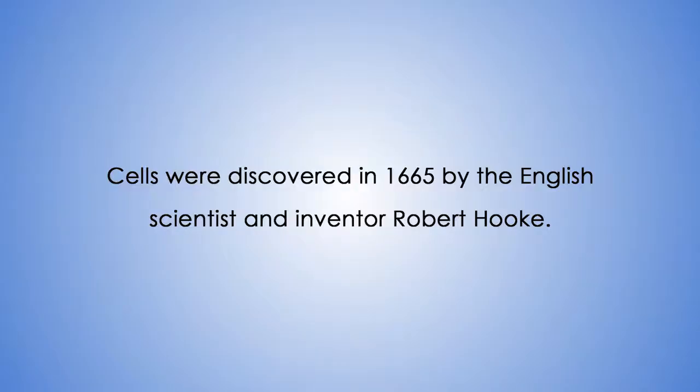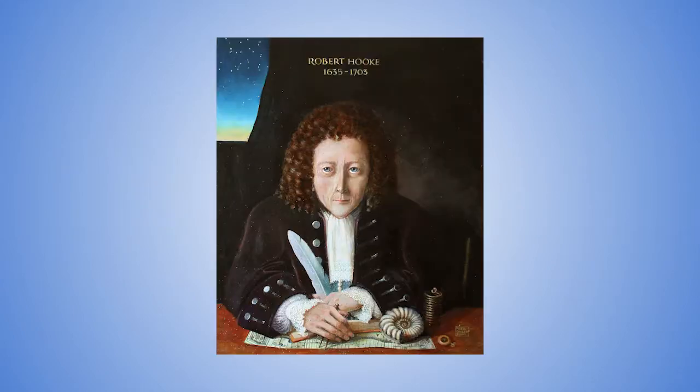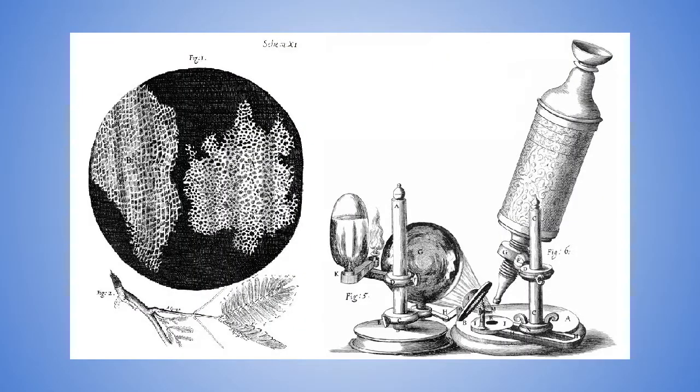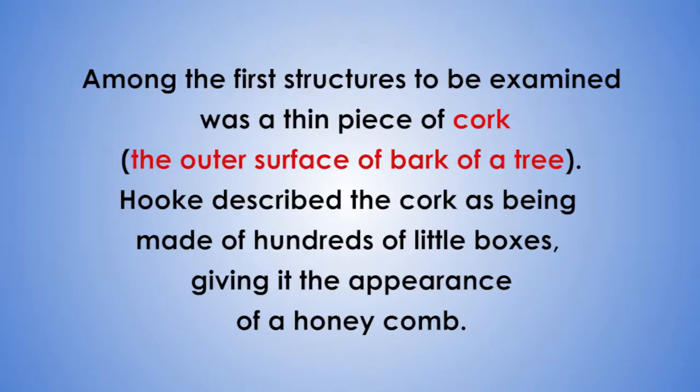Now let us have a little background on living cells. Cells were discovered in 1665 by an English scientist and inventor by name Robert Hooke. He had designed his own compound light microscope, initially to observe structures too small to be seen with the naked eyes. Among the first structures to be examined was a thin piece of cork, that is the outer surface of the bark of a tree.